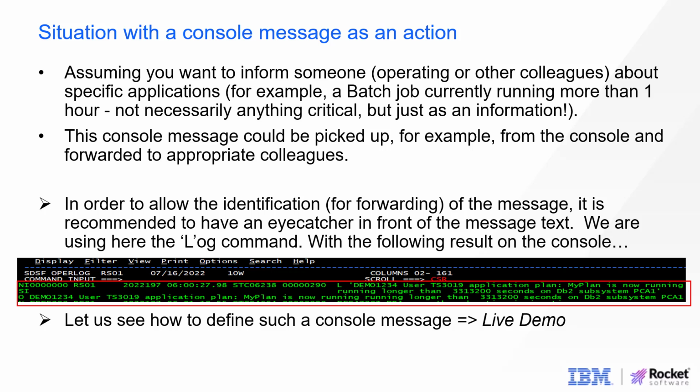A customer asked, how can we inform other colleagues about any non-critical situations? Just the fact that a specific batch program or connection is running for a longer time, for example 1 hour. The message should include the plan name, the user ID and the subsystem ID.